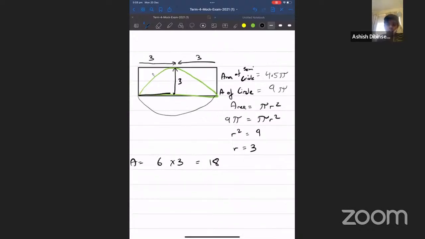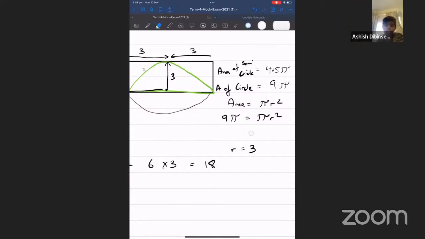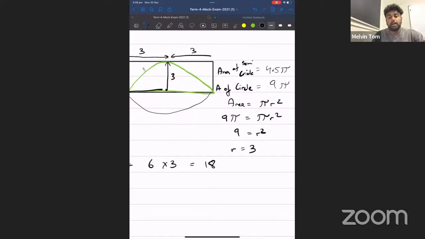And we know that the area of a circle is pi r squared. So now we know that 9 pi is equal to pi r squared. That means if you get rid of pi from both sides, r squared is equal to 9. So r must be 3.